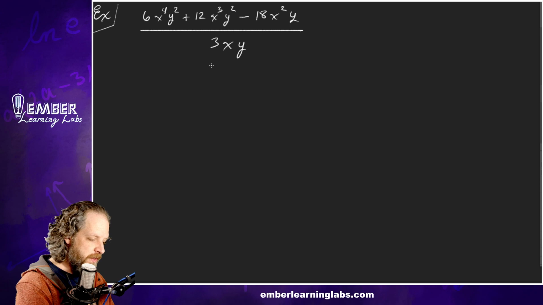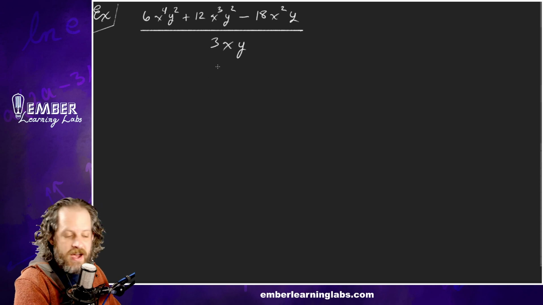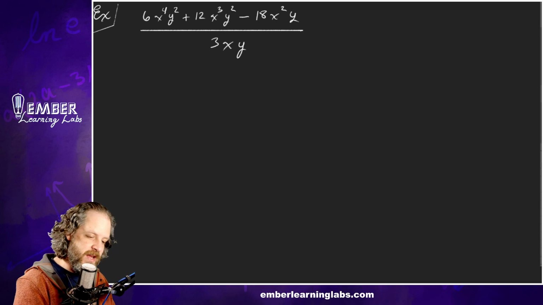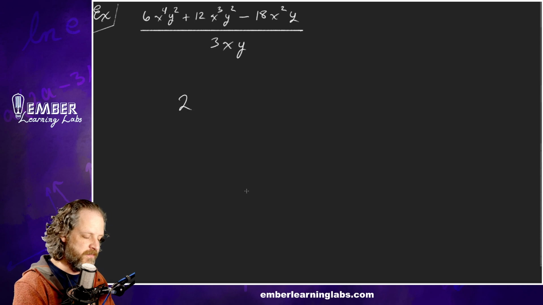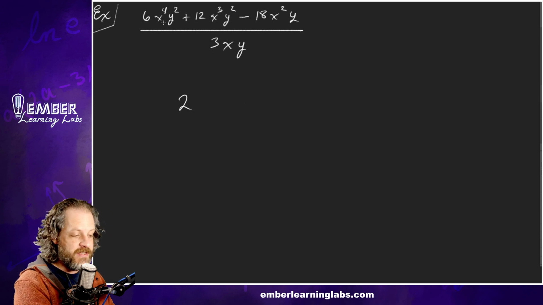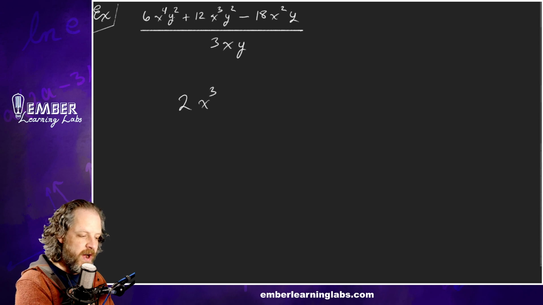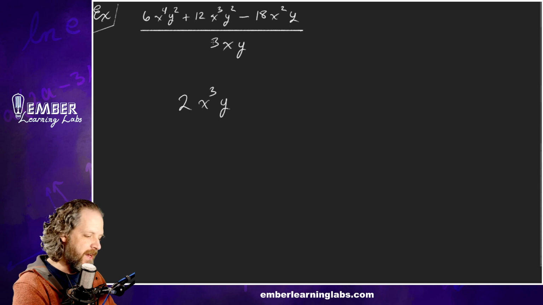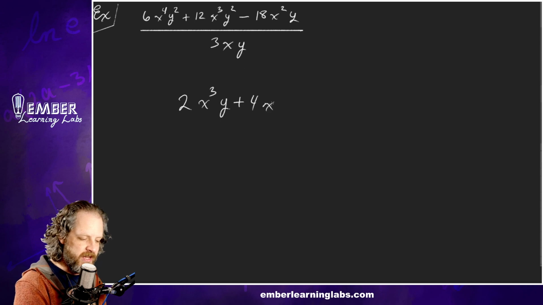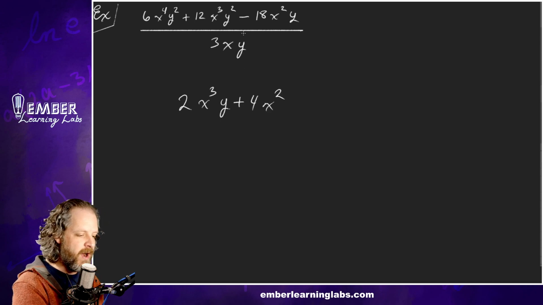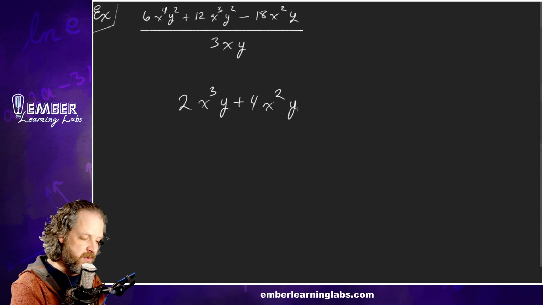So for the coefficient in the front, you just divide. So 6 divided by 3 is 2, right? And then we've got like bases to divide, x. So x to the fourth divided by x is x cubed. Y squared divided by y is just y, right? Easy peasy. Next one, 12 divided by 3 is 4, so we get plus 4. X cubed divided by x is x squared. Y squared divided by y is just a y. Y to the first, we can leave that off when it's the first.